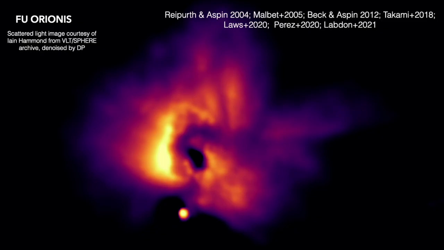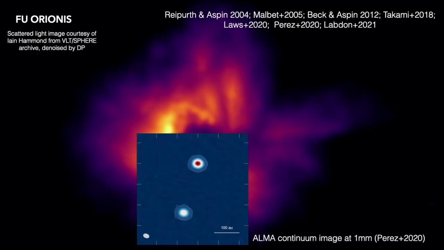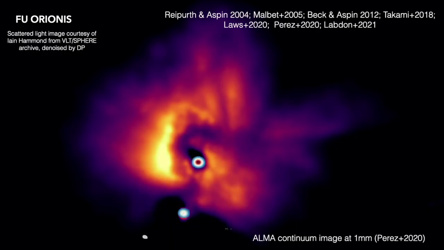I think it is. It's another star, all right? And in ALMA, you can actually see there's two little compact disks. So there are two stars that are very close to each other. That's a clue. Okay, so what do you think the companion mass of FUORI is?